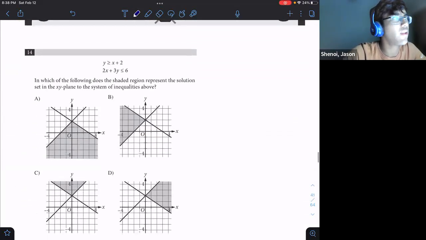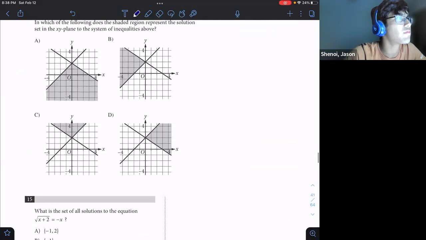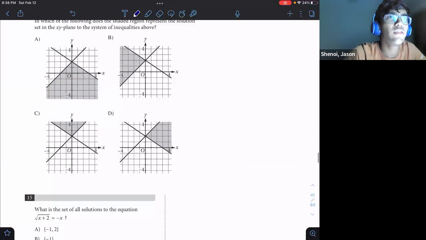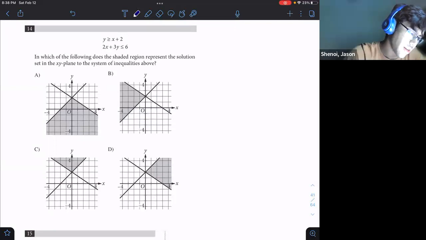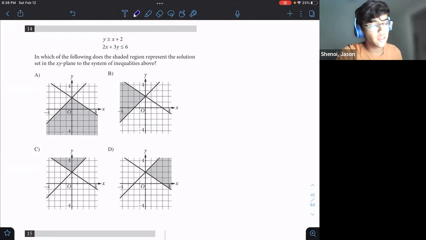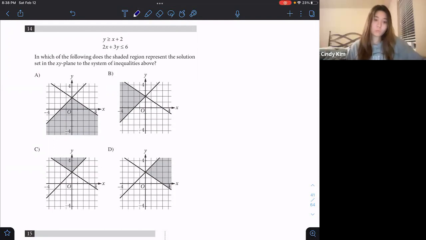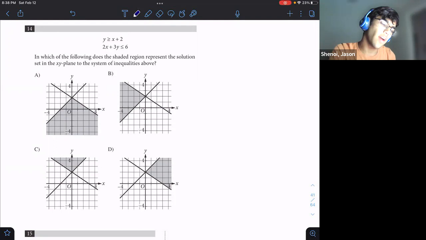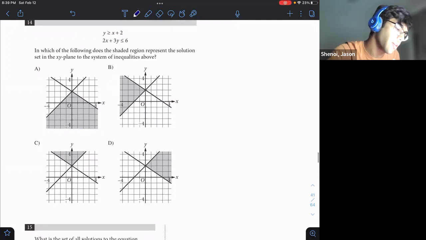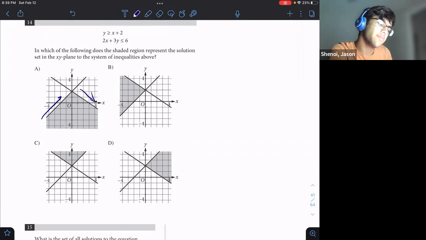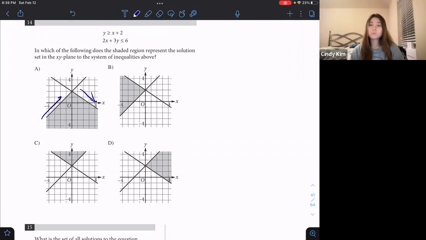But yeah. All right. What's the next question? Oh, it's 14. Okay. Shaded region, solutions of inequalities. So all of these show the same graphs. y is equal to x plus 2, which is going this way, and the other one on the bottom, which is going that way, right?